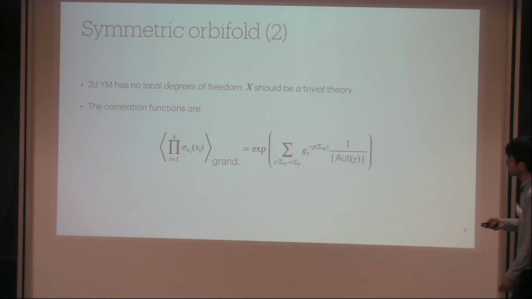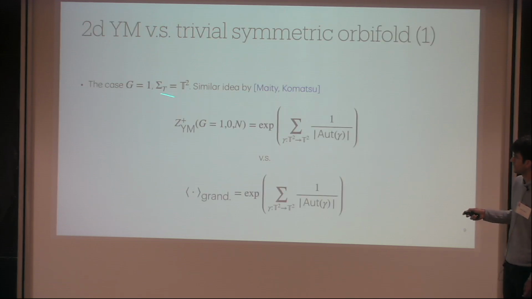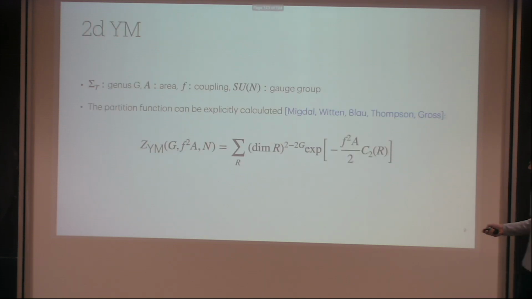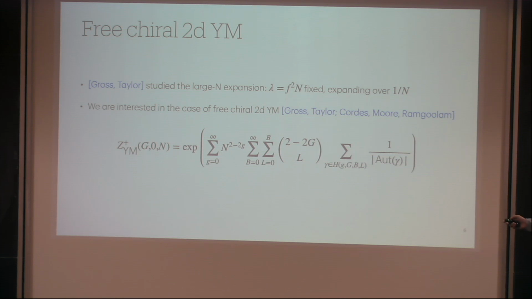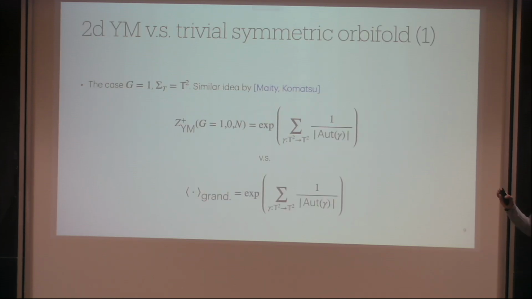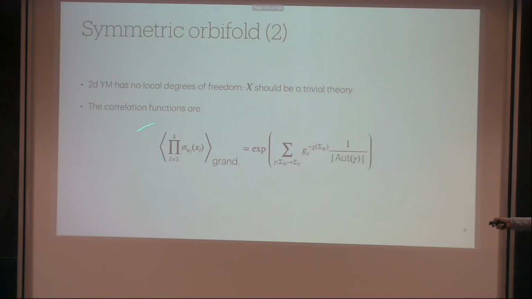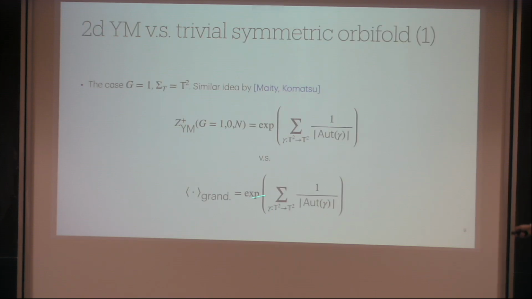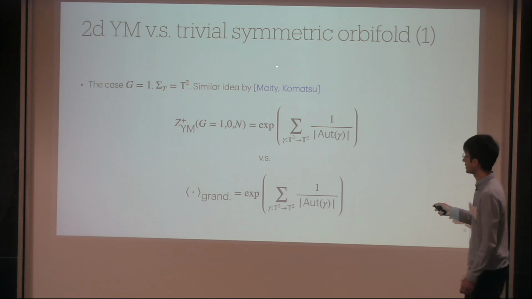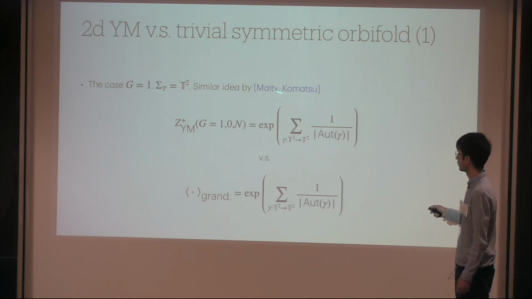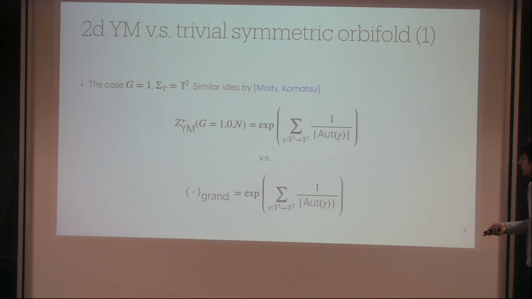To see this relation a bit more concretely, let's consider the case of the spacetime being a torus, and calculate the partition function of free chiral 2D Yang-Mills. If we go back to the expression, there were these combinatorial factors, but for the torus, none of them appear. So it's a sum over unbranched coverings, and that's the expression I get. If I now don't have any insertion in the trivial symmetric orbifold, then I will also have a sum over unbranched coverings. So we see an agreement in this case. Just to mention, a similar idea has been proposed by Poratti and Shota before.